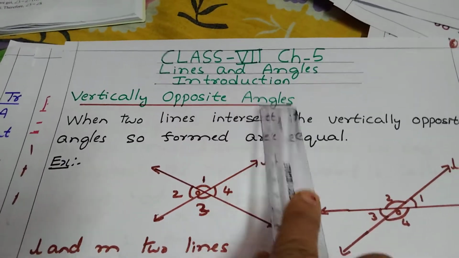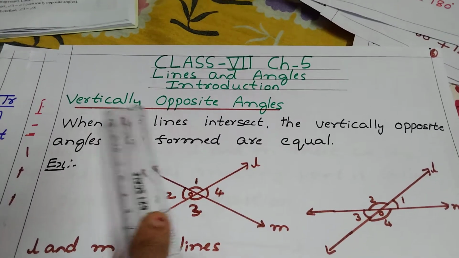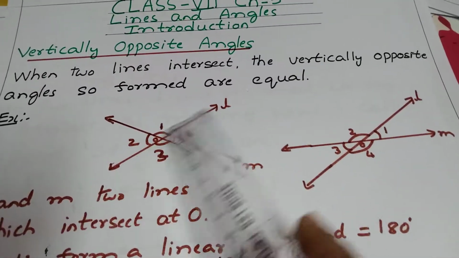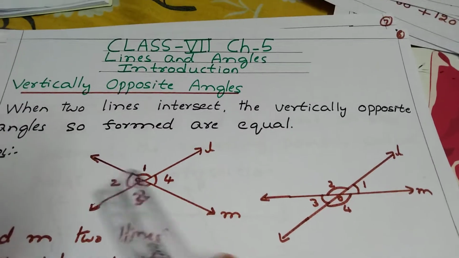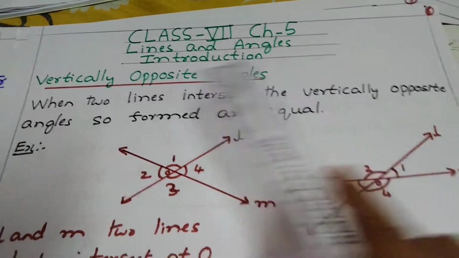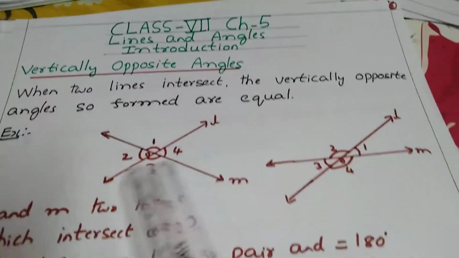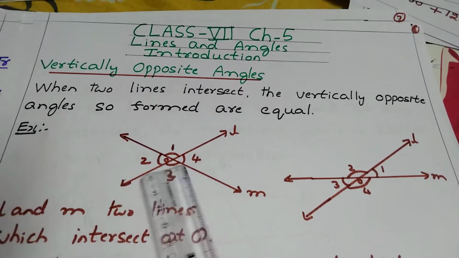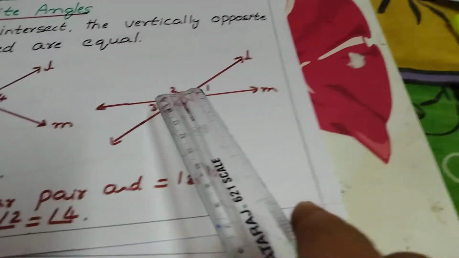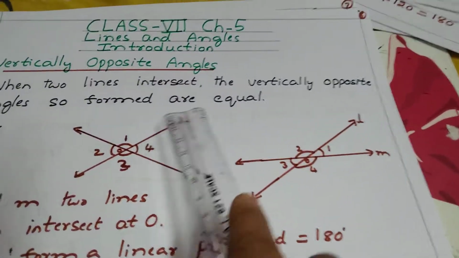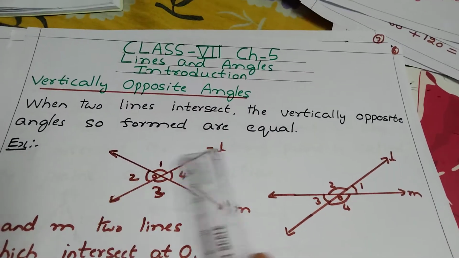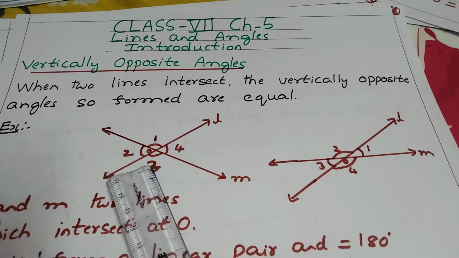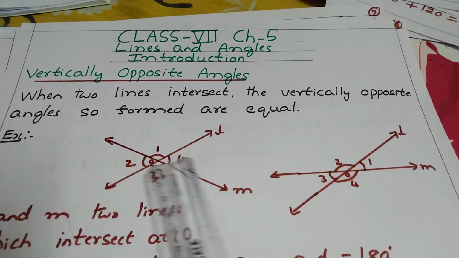Vertically opposite angles. What are vertically opposite angles? When two lines intersect, that is 1 and 2, intersect means the lines cut each other. The vertically opposite angles so formed are equal. See here, vertically means it may be like this or like this. When cut vertically, the angles so formed are equal. That is angle 1 equals angle 3, and angle 2 equals angle 4.